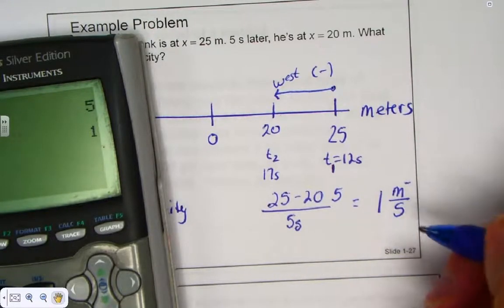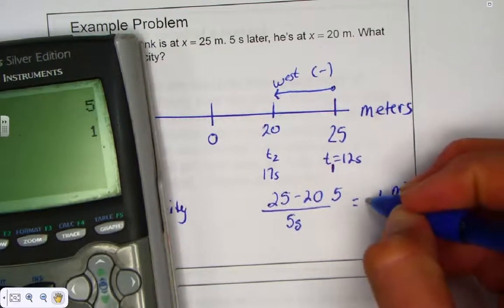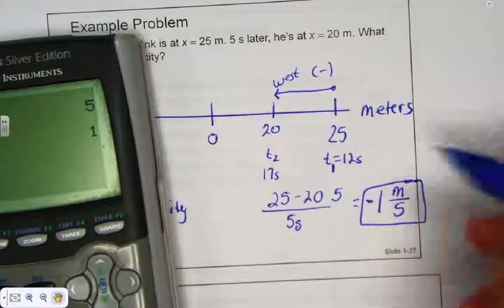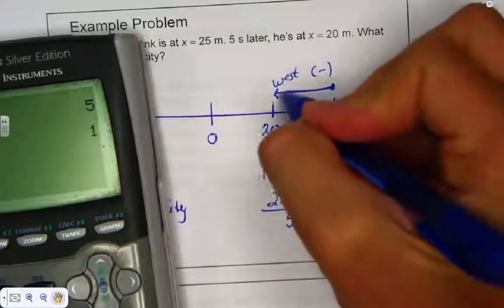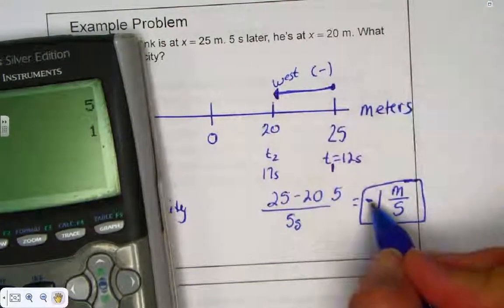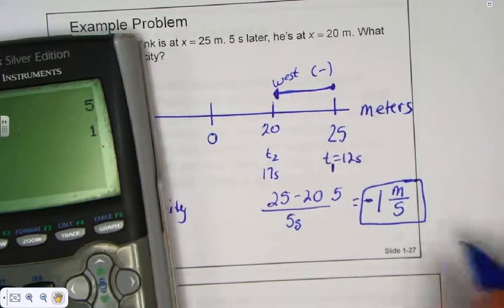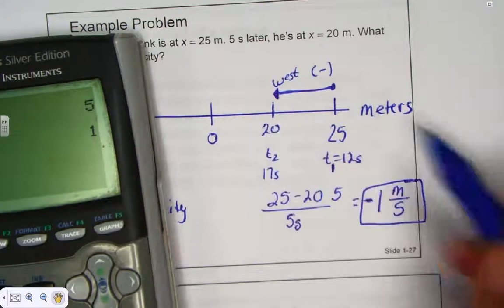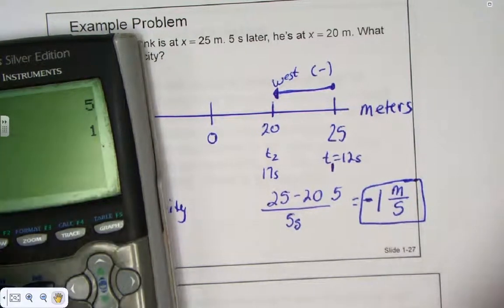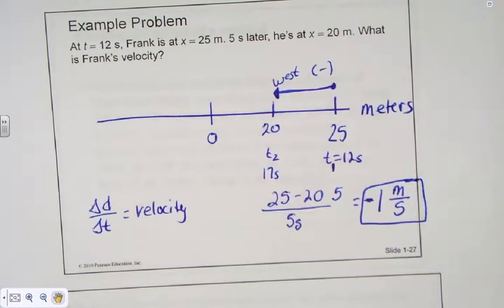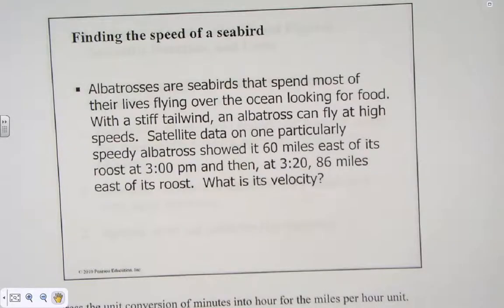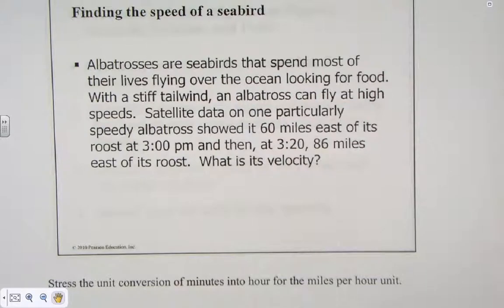But now, friends, here's the critical part. It's got to go into a negative magnitude. The direction of the velocity is heading toward the origin, showing us a negative velocity. The negative sign shows it's heading west. -1 meters per second. That's Frank's velocity in our example problem.